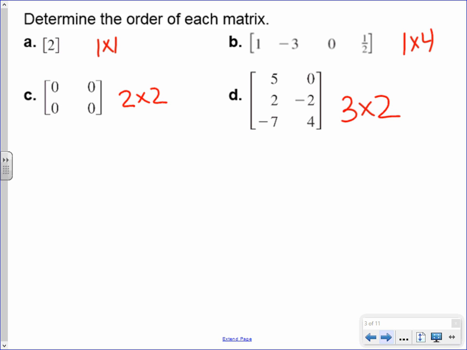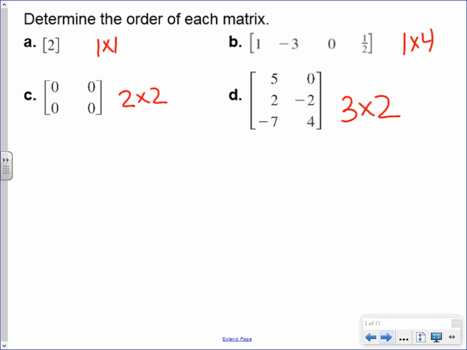Excellent. Now, you're all saying, man, this seems really easy. Don't forget it. Okay? Don't forget that it goes rows by column. That is a very important thing to keep straight. Okay? All right.